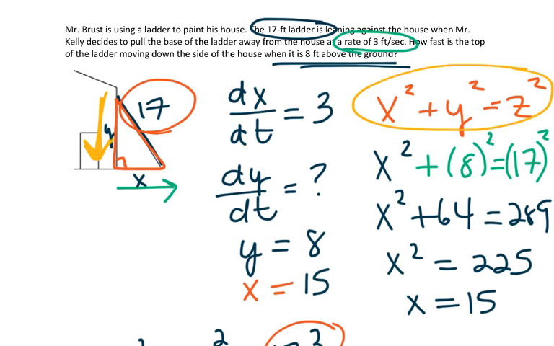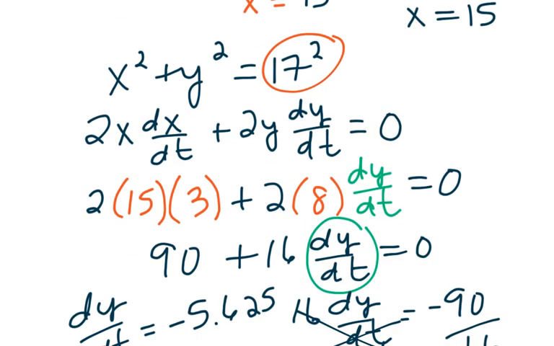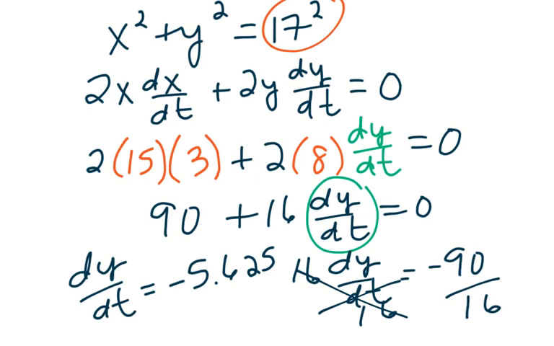We can say that the ladder is moving down the side of the house at a rate of 5.625 feet per second. When we write our answer, you don't usually have the negative, because when we say it's moving down the side, that indicates a negative direction. But just so you know, that's why you see the negative there. So there we go, 5.625 feet per second is the rate at which the ladder is moving down the side of the house.